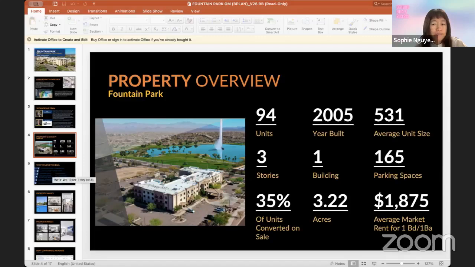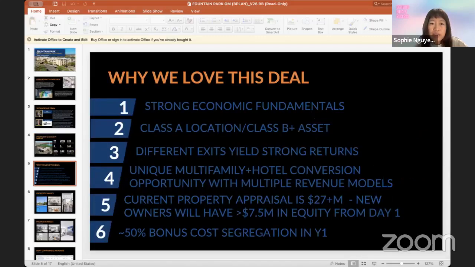And let's see, why do we love this deal? It's a class B plus asset, but in a class A location. Because it's a hotel, and I think it's near the fountain. And they appraised this property at 27 million.